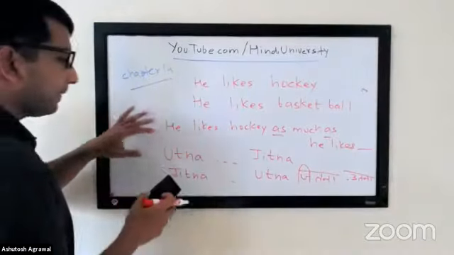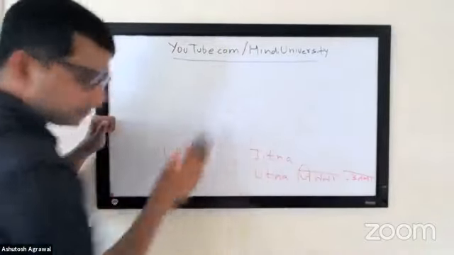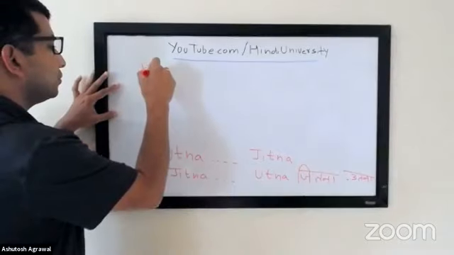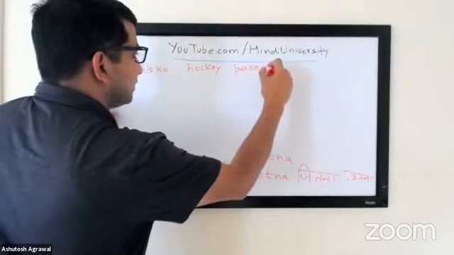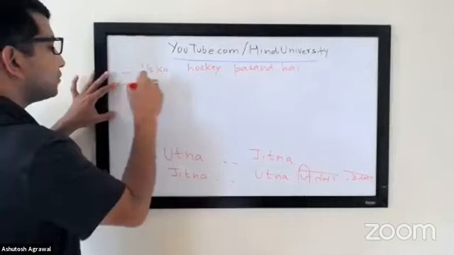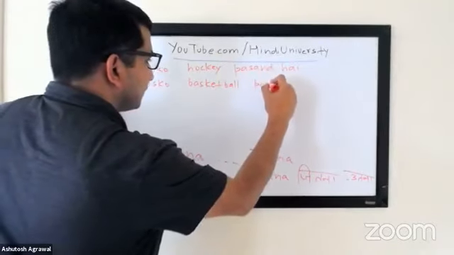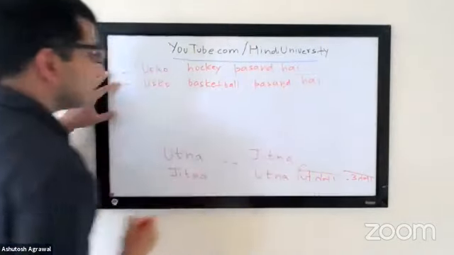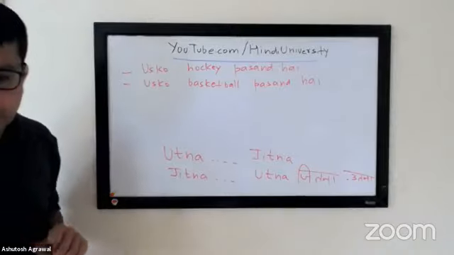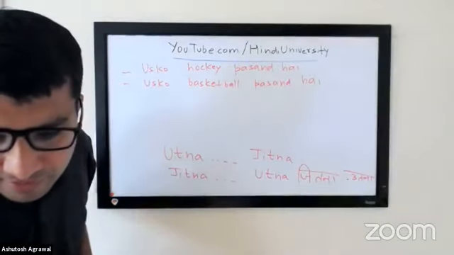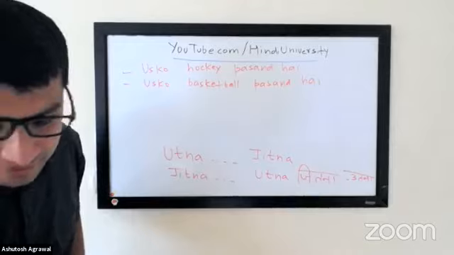So let's see. The first one we write is usko hockey पसंद है, and the second one we wrote was उसको basketball पसंद है. Let's try to put utna and jitna and combine them together. Let's see who among you would like to give it a try. As I said, there's no negative answer, so don't be afraid of making a mistake here. Ashu Ji? Yeah, go try.